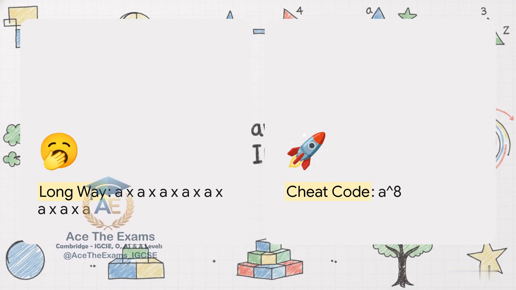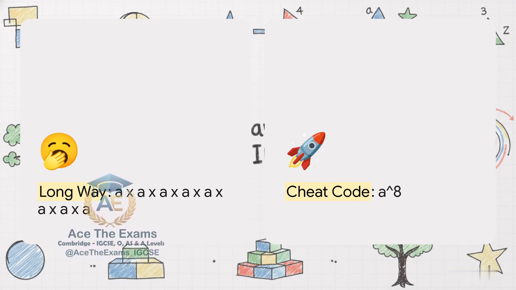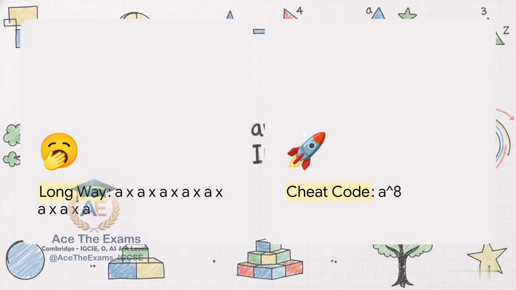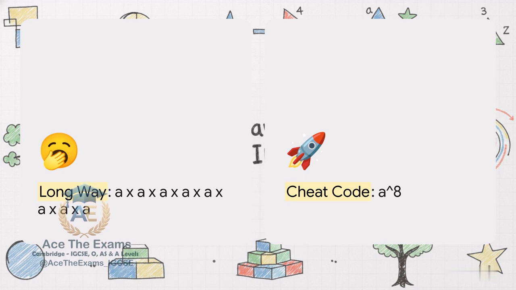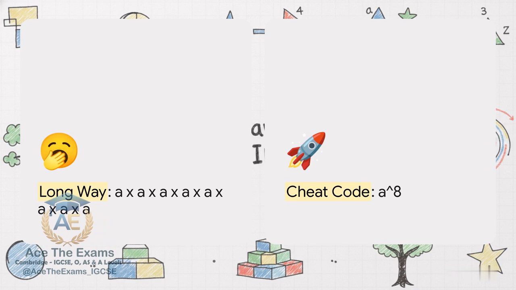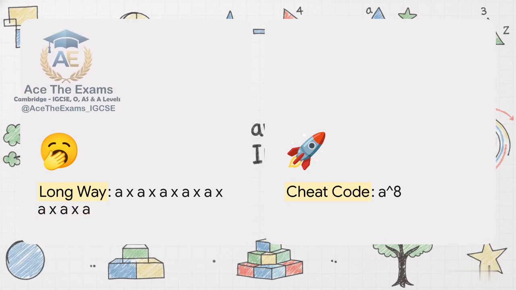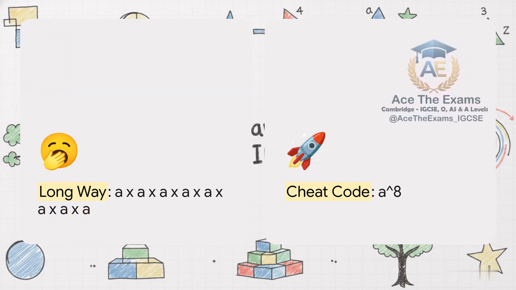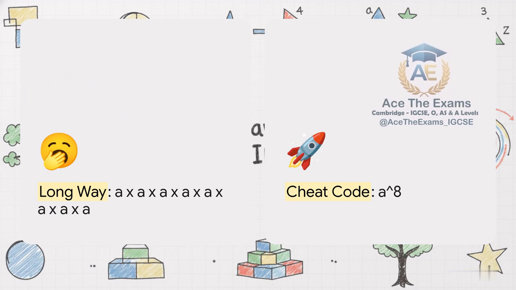Imagine you are under the intense time pressure of a Cambridge exam. Instead of painstakingly writing out the variable a multiplied by itself 8 separate times, which is not only physically exhausting but leaves a huge margin for you to accidentally lose count, we use a tiny number floating up at the top. We call it the index or the power. Writing a to the power of 8 communicates that massive algebraic operation instantly. It is elegance and efficiency combined. You cut the filler and you secure the marks without the hand cramp.